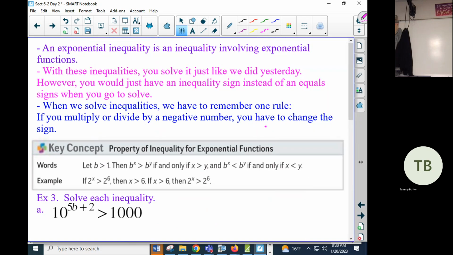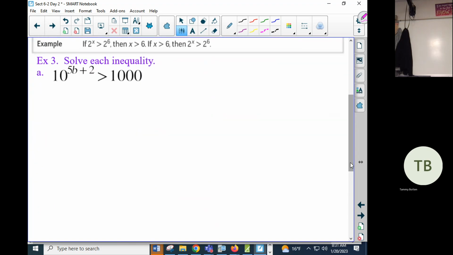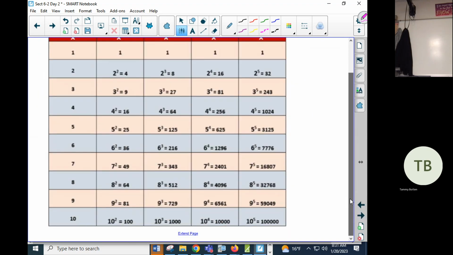Okay, so if we look at this, the last thing that we are going to do is exactly what we did yesterday, except these problems are inequalities, so they have a greater than or less than sign. Otherwise, we do it the same way as we did yesterday. So if you remember what we did yesterday, we try to get the 10 and the 1,000 to the same base. And if I look down here at my powers of 10, I have 10, and 10 to the third power is 1,000. So that's what I'm going to use.